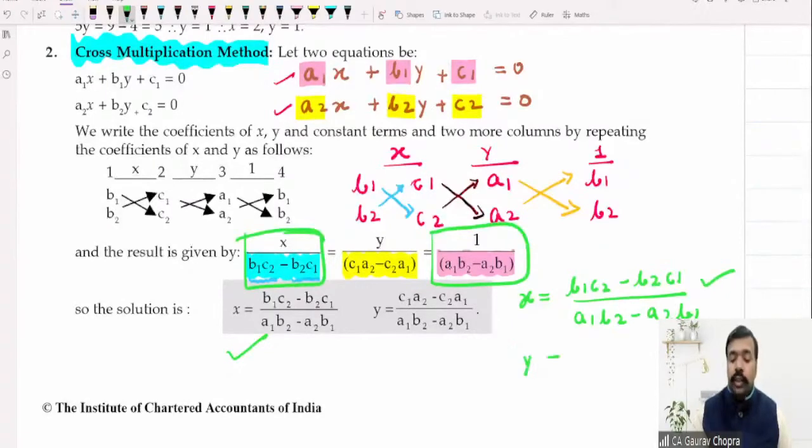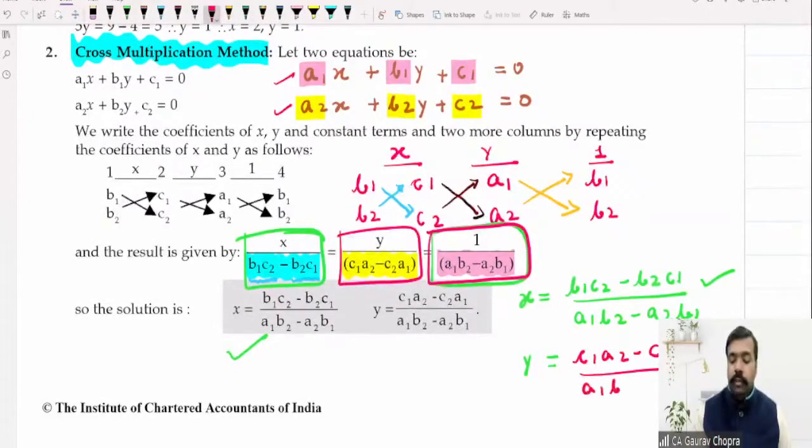And to calculate the value of y, we again compare these two: this is y and this is the constant. So we will get y equals c1 a2 minus c2 a1 divided by a1 b2 minus a2 b1. Just make the comparison and we will get the result of y.